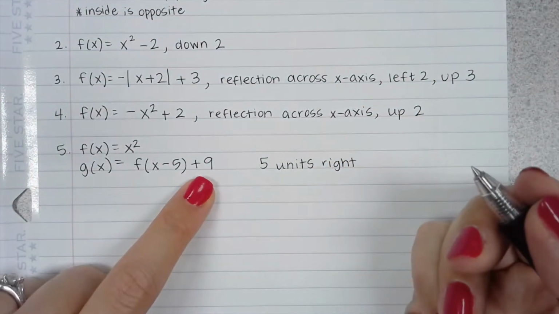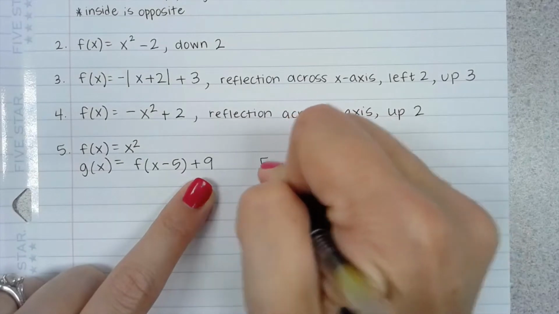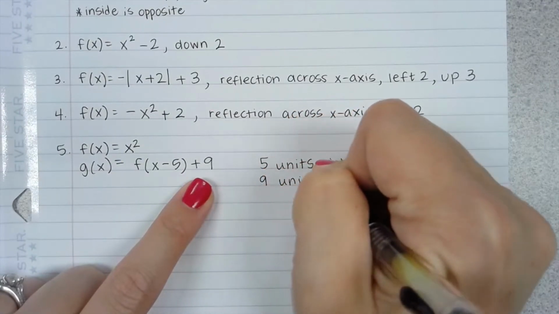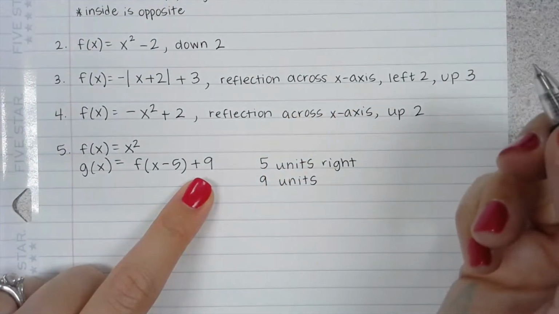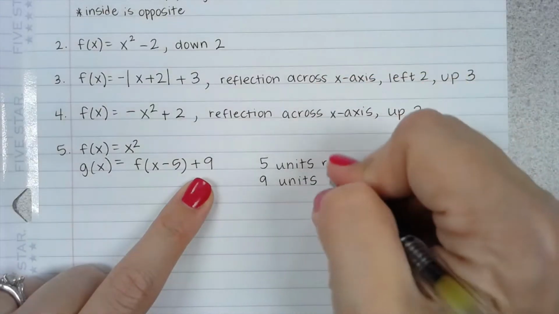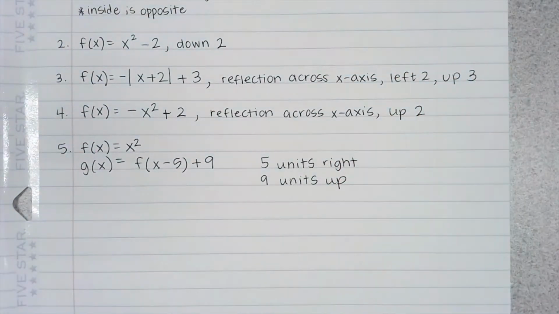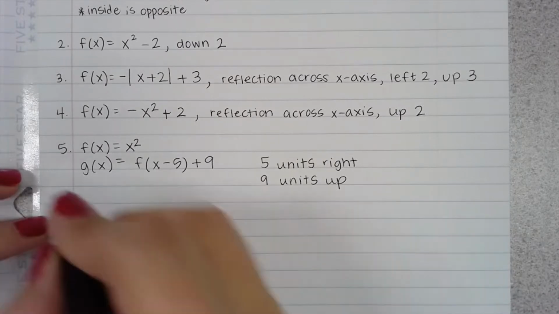And then the plus 9 that's over here moves the graph 9 units, and it's plus 9. It's on the outside, and so outside's not opposite. Outside's the same. And so this one moves it 9 units up. So the correct things to circle for your answer for number 5 would be that it moves it 5 units to the right and it moves it 9 units up. Question 6 is worded similarly.